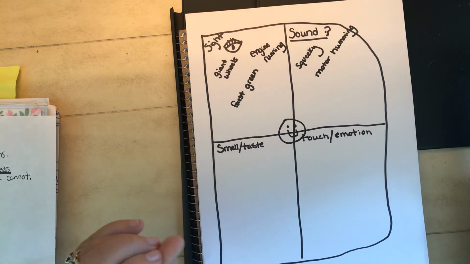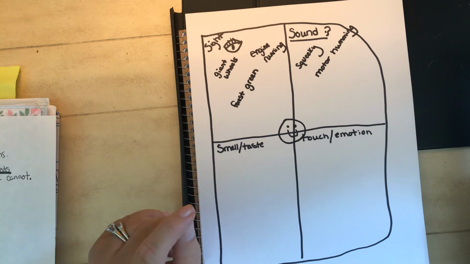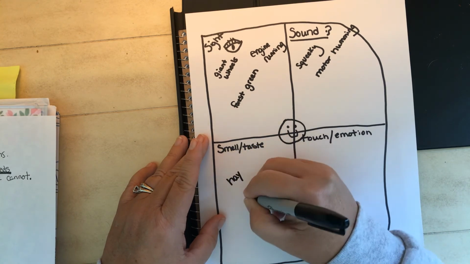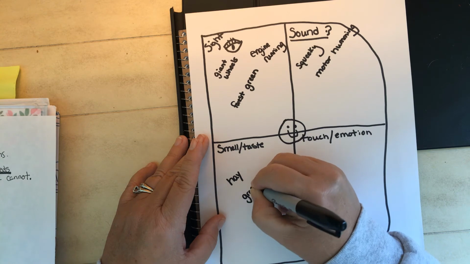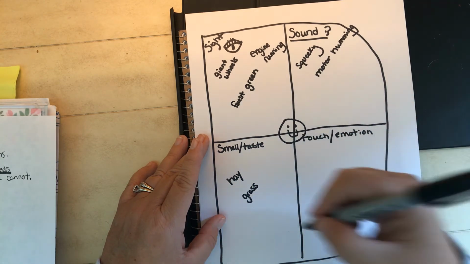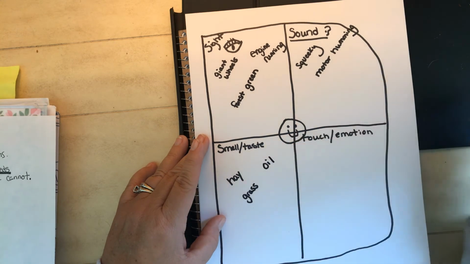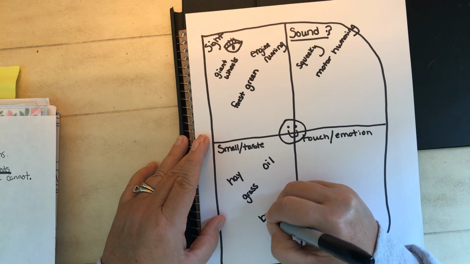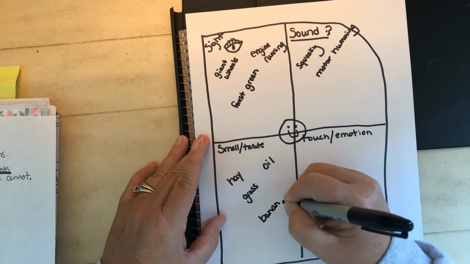Smell. Okay, so let me think about this. My Yippery Zippery Zappery Zoo is made to feed zoo animals. You might smell hay. You might smell grass. You might smell oil. You might smell, oh gosh, what else could you smell on that? Maybe you smell bananas because maybe they're going to feed the monkeys.